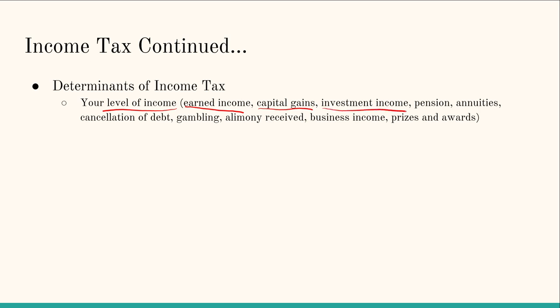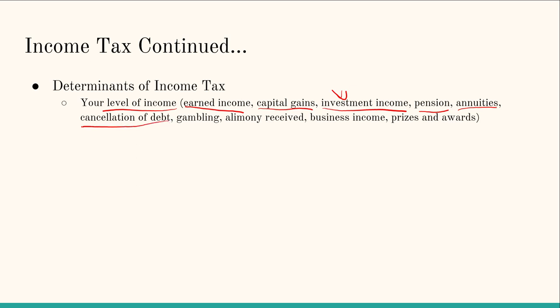Investment income. So that stock can also pay dividends. So not only does it go up in value from $10 to $20, maybe it pays you $2 a year in a dividend. So that $2 is investment income. And then there's pension income, annuities, which are a kind of investment product, cancellation of debt.